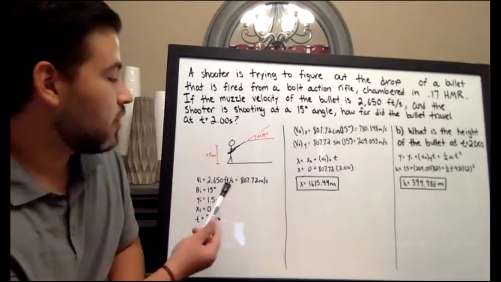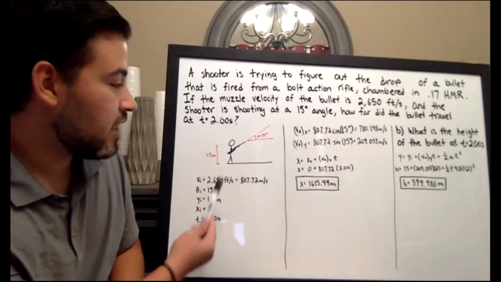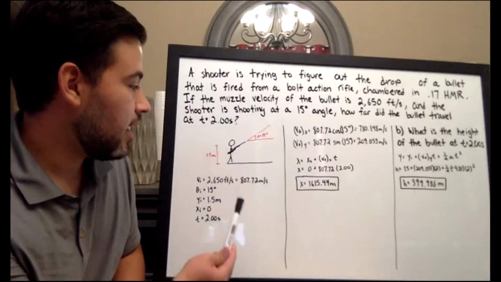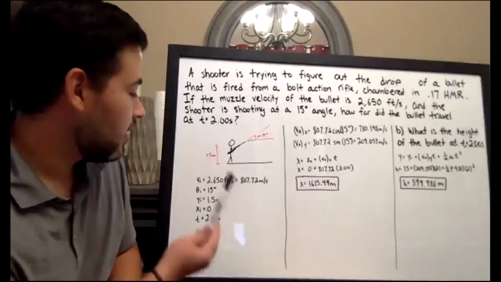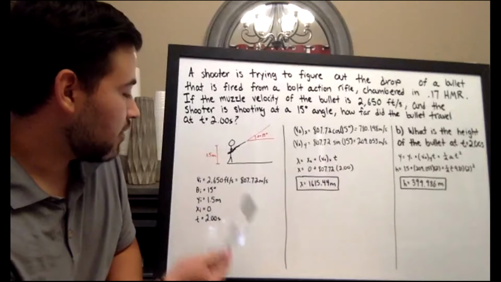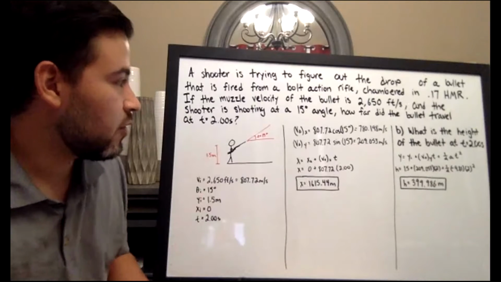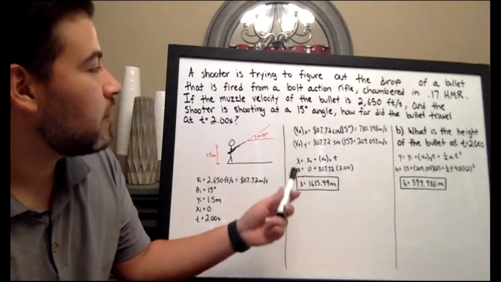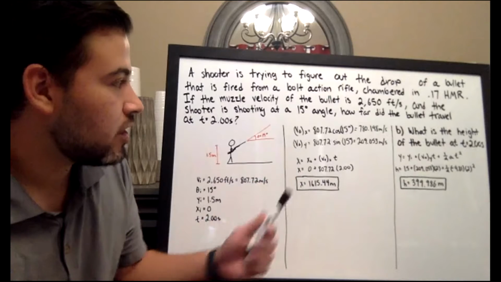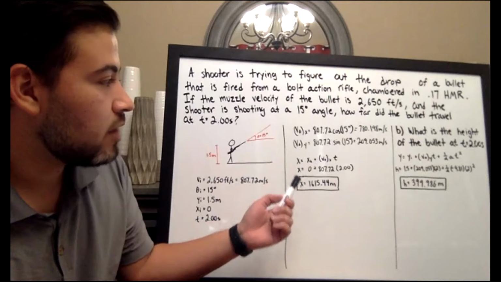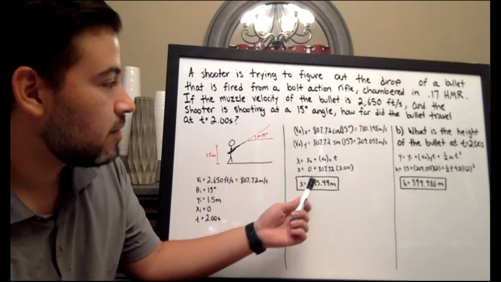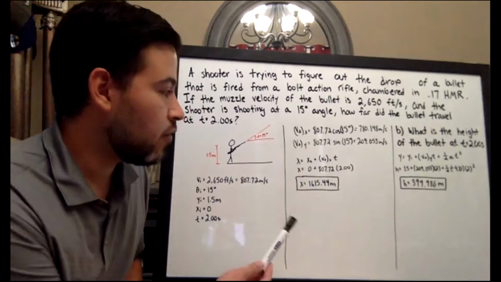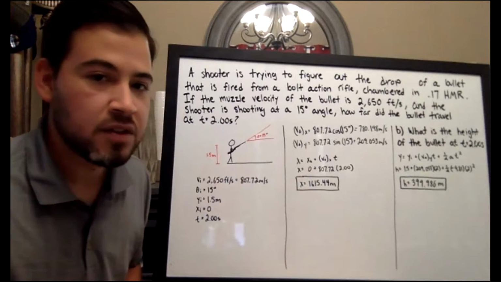So I converted the muzzle velocity from feet per second to meters per second. So the bullet velocity is 807.72 meters per second. Angle is 15 degrees, time is 2 seconds, and it's 1.5 meters above the ground. And to test how far the bullet traveled, we found the initial velocity in the X direction, and then the initial velocity in the Y direction, and then used this equation. So we could see at 2 seconds, the bullet traveled 1,615 meters.